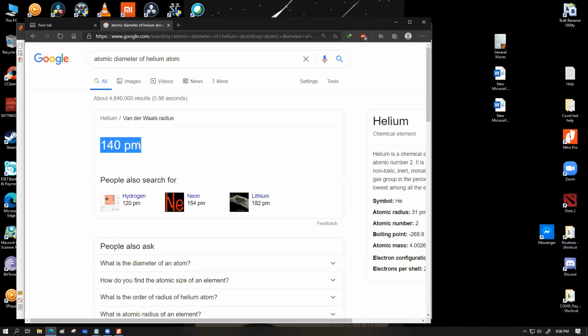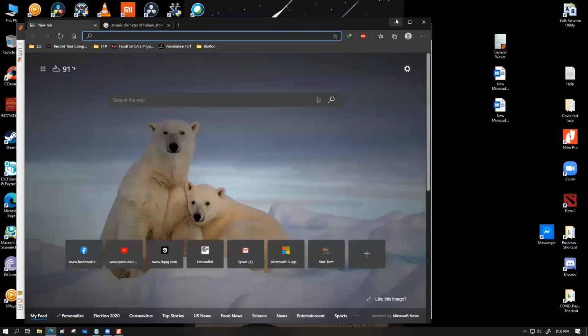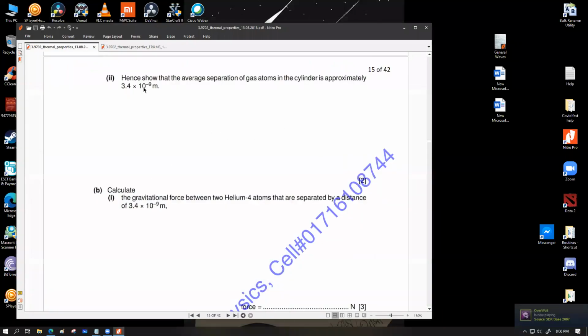140 picometer means how much? 140 times 10 to the power minus 12. Oh, okay, sir, I got it. Thank you. Sure. Understood? Yes, sir. Okay. So it's small, but in comparison, it's big, really big.